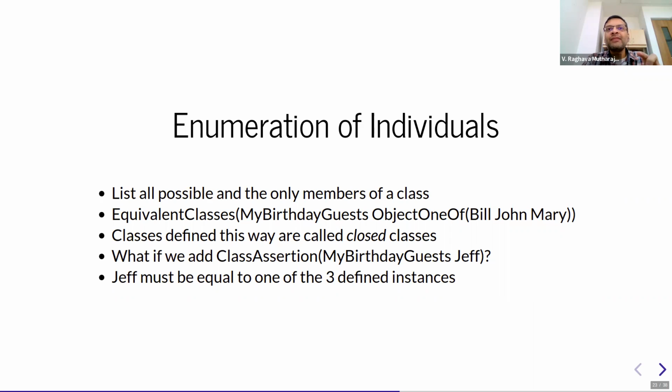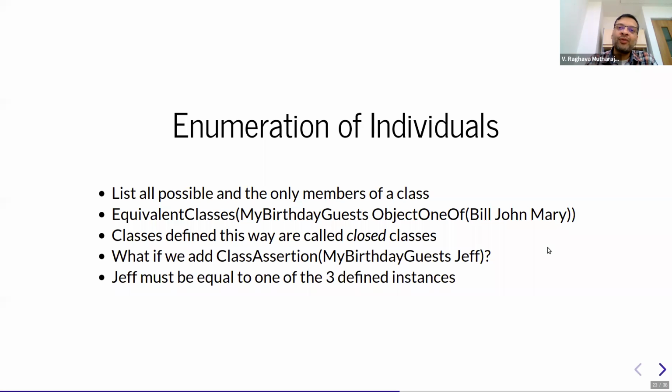So if the number of instances are limited and they are also fixed, we can create these closed classes by enumerating all the individuals. So in this case, we are doing it for my birthday guests, and we want to say that Bill, John, and Mary are the only guests that should come for the birthday. So these are what are called closed classes. And generally, it's a good idea to also state that Bill, John, and Mary are disjoint with each other. So that means we are following the no unique name assumption, right? So they are different from each other and they are not the same.